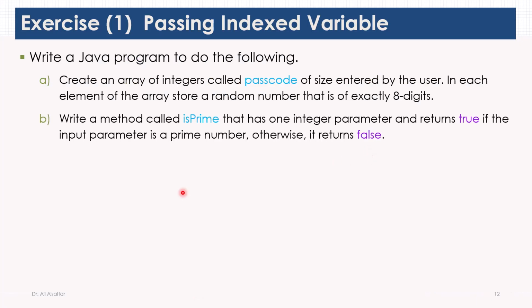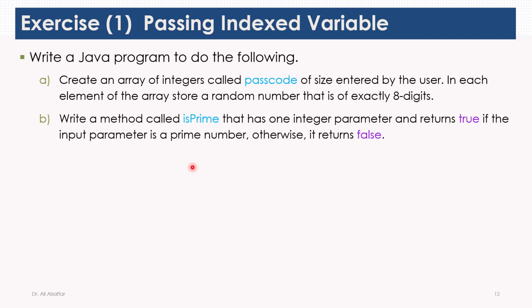In the second part of the exercise, we want to write a method called isPrime that has only one integer parameter, and it returns true if the input parameter is a prime number, otherwise it returns false. Since the method returns true or false, the return value is boolean. We have already implemented this method in previous lessons, specifically when we were talking about dividing a problem into small subtasks, and the solution of each subtask is written in a method. And also we said that we have to write a test driver to test each method in your class to make sure that it is free of errors and really finding a solution to the subtask.